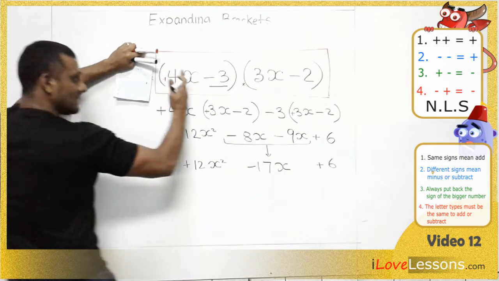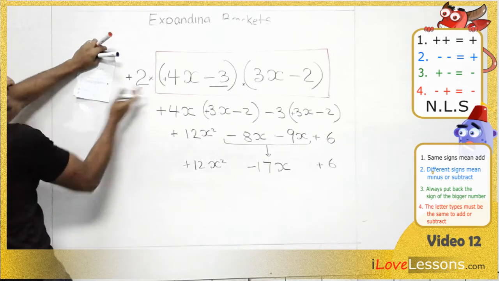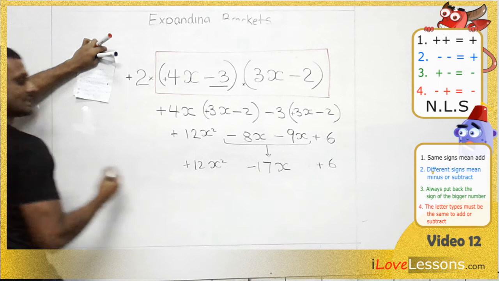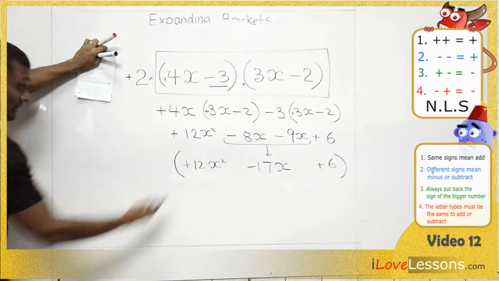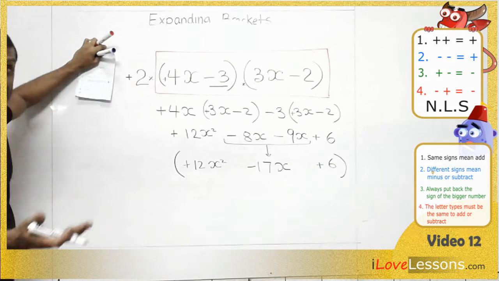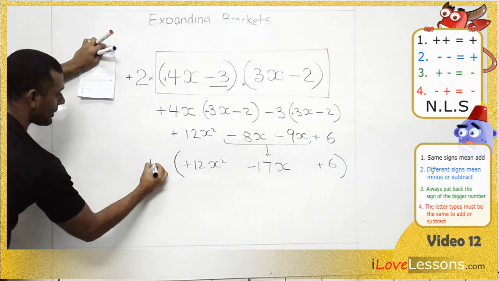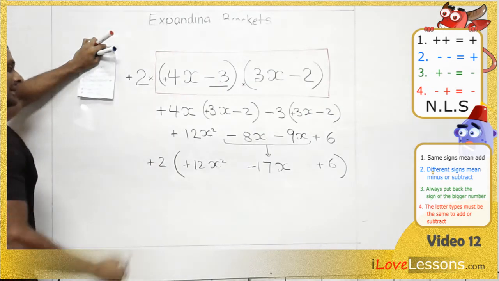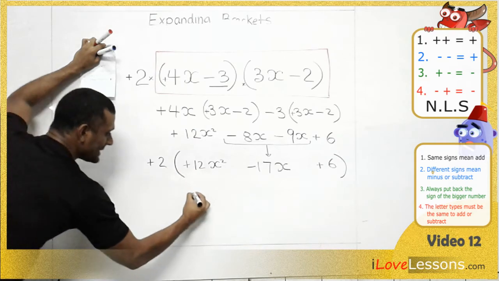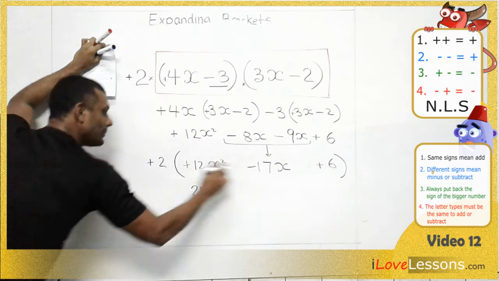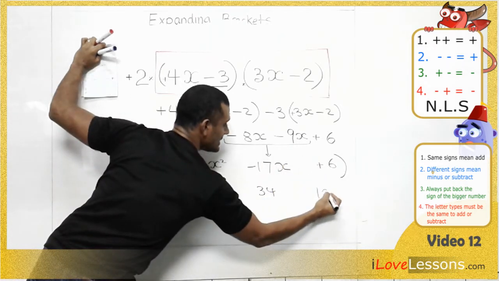Now remember, we had multiplied these two first, and the answer we get, ta-da, we have to multiply by positive 2. So we're going to take this whole answer now. Notice I put it in brackets to tell the examiner that I am multiplying this whole thing by positive 2. Let's use the N, the L, and the S again. 2 by 12 is 24. 2 by 17 is 34. And 2 by 6 is 12.